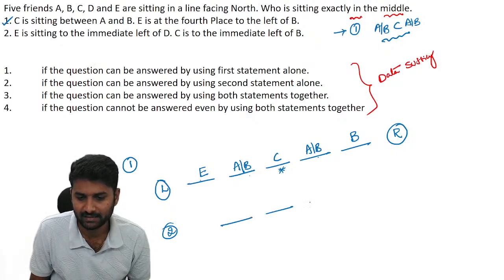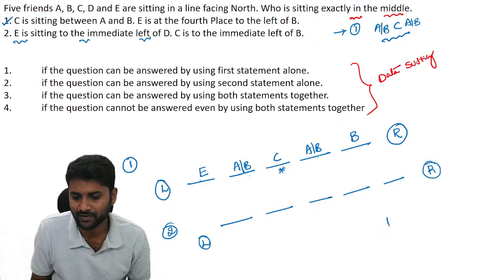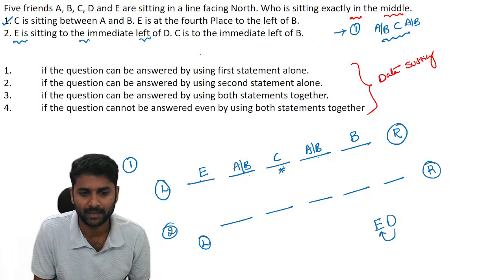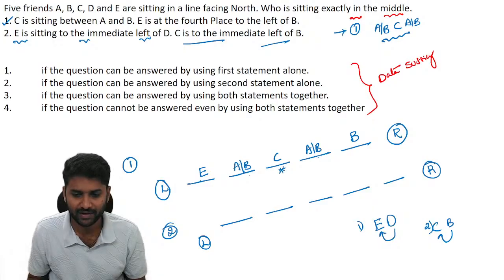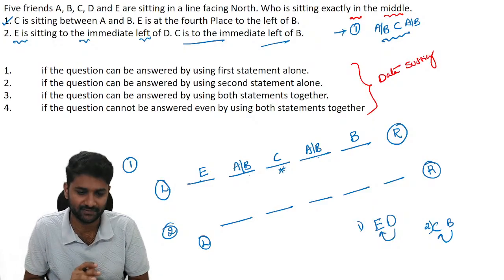Let's take again these 5 positions. Take right hand and left hand. Let's go through the conditions again. E is sitting immediate left of D. We don't know where you have to place D. So if you place D, E should be immediate left. And C is immediate left of B. C is immediate left of B. So these two pieces of information give many possibilities. So if I take the second statement alone, you are unable to get that information.